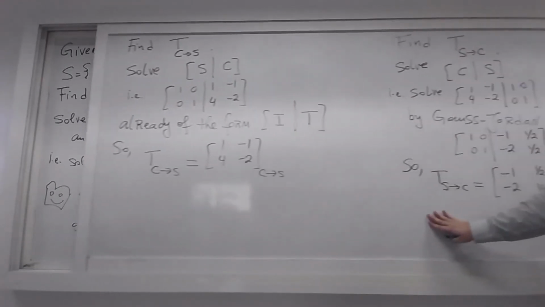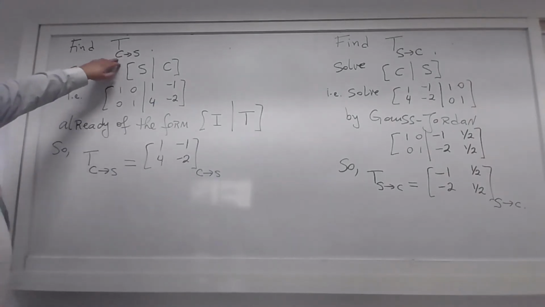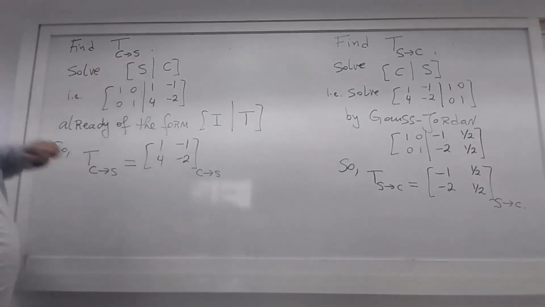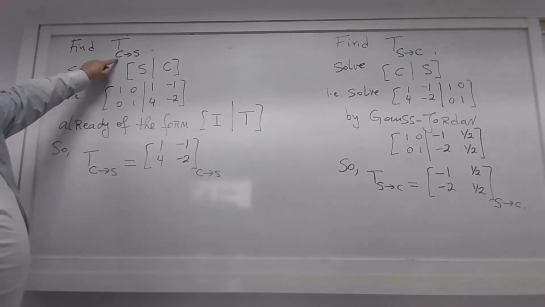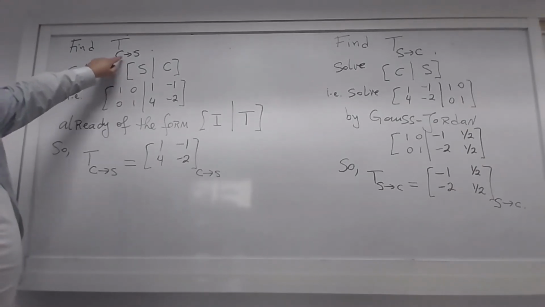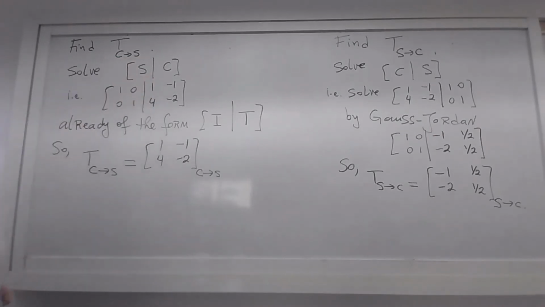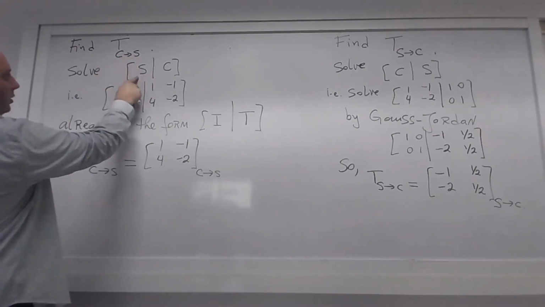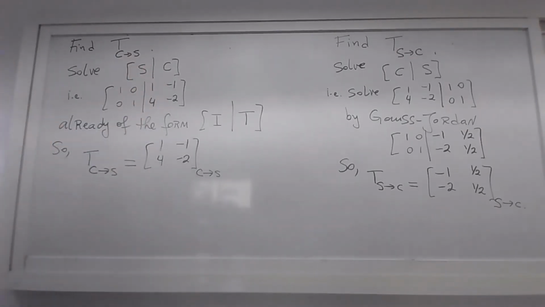Similarly, if I need to find the transition matrix from basis C to basis S, so from C to the standard, we know the procedure. We need to solve this system. So I express every vector in C as linear combination of vectors in S. So I get this system here. So you see what's going on. S comes here, slash C goes on the other side. So they're kind of swapping.